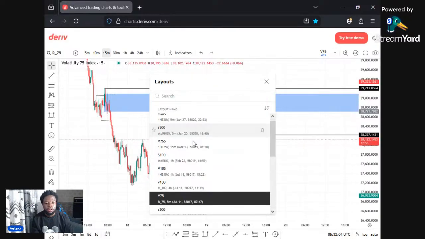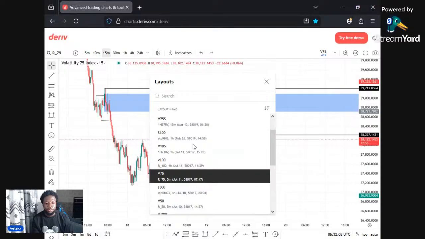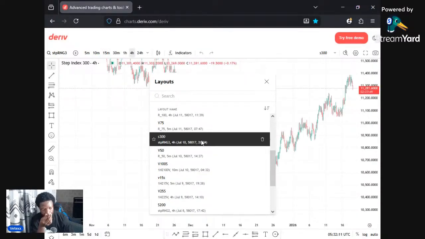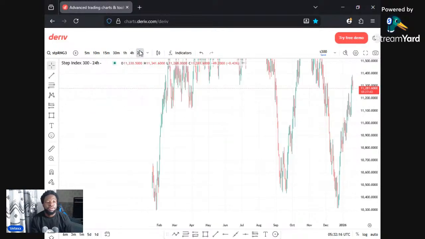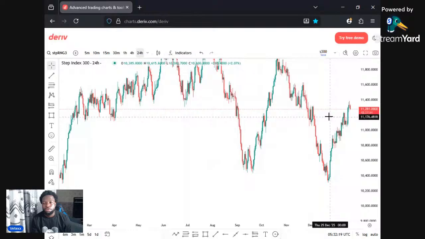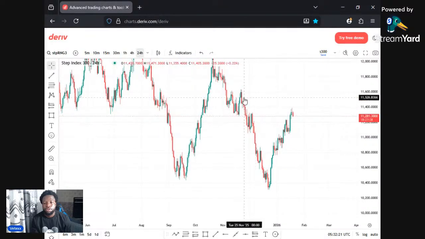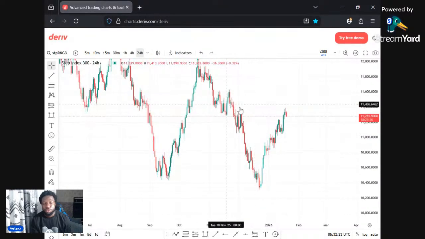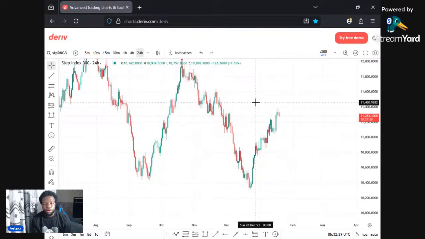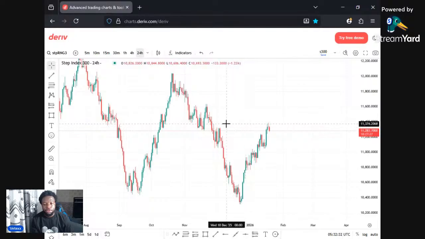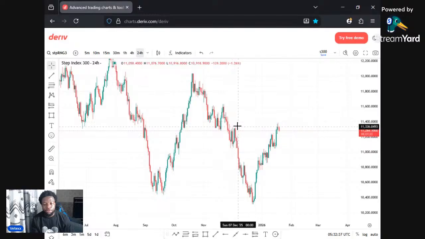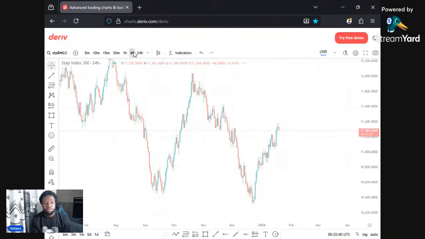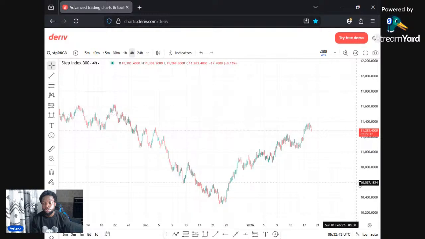The next pair we are going to be analyzing is Step 300. Step 300, we will start from the weekly time frame. Weekly time frame is on a bearish trend. So what do we do? We go to the 24-hour time frame and check if there's something happening. On the 24-hour time frame, we can't really see anything. Yesterday we were seeing something, but I realized that the 24-hour time frame you're using is supposed to be for the 4-hour time frame. So let's go to the 4-hour time frame and see if we see something.